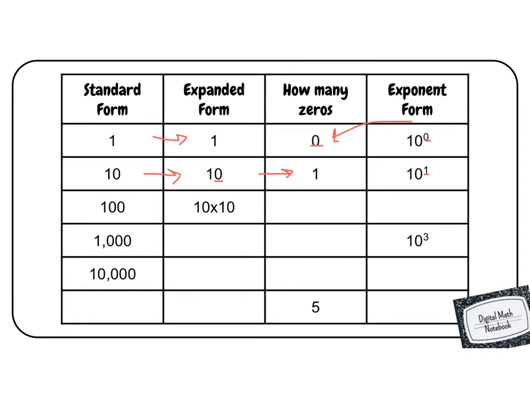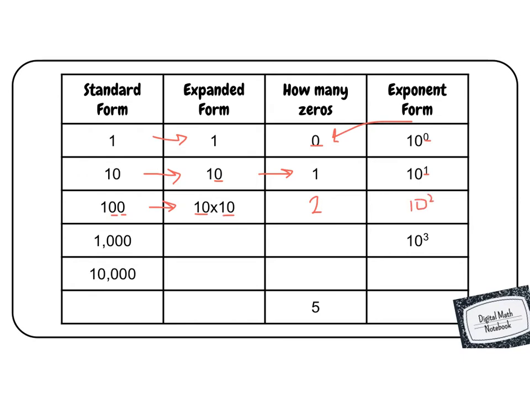All right, on our next line, we don't have all the boxes filled in, so let's see what we can figure out on our own. This number is 100. 100 is written as 10 times 10. Now we notice there's 1, 2 zeros, and there's 1, 2 tens, so that means that there should be 2 zeros, and we would write this as 10 to the power of 2.